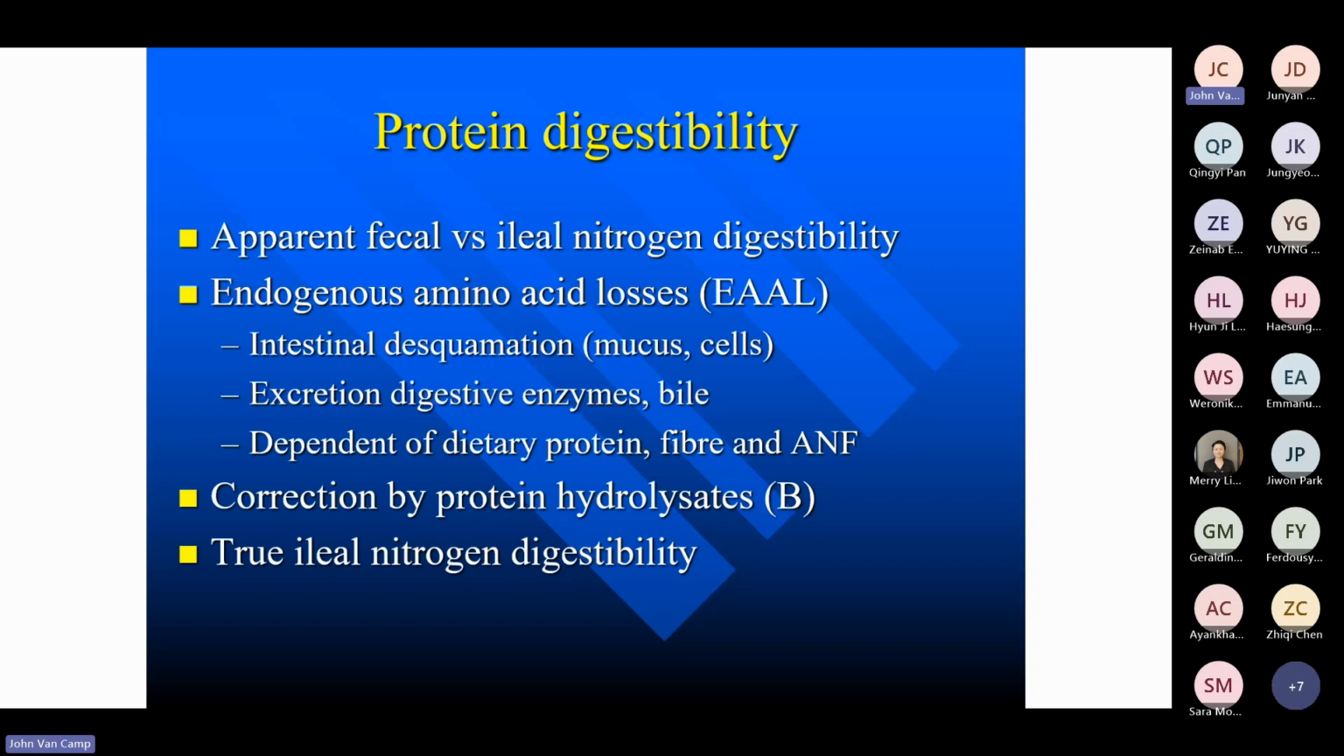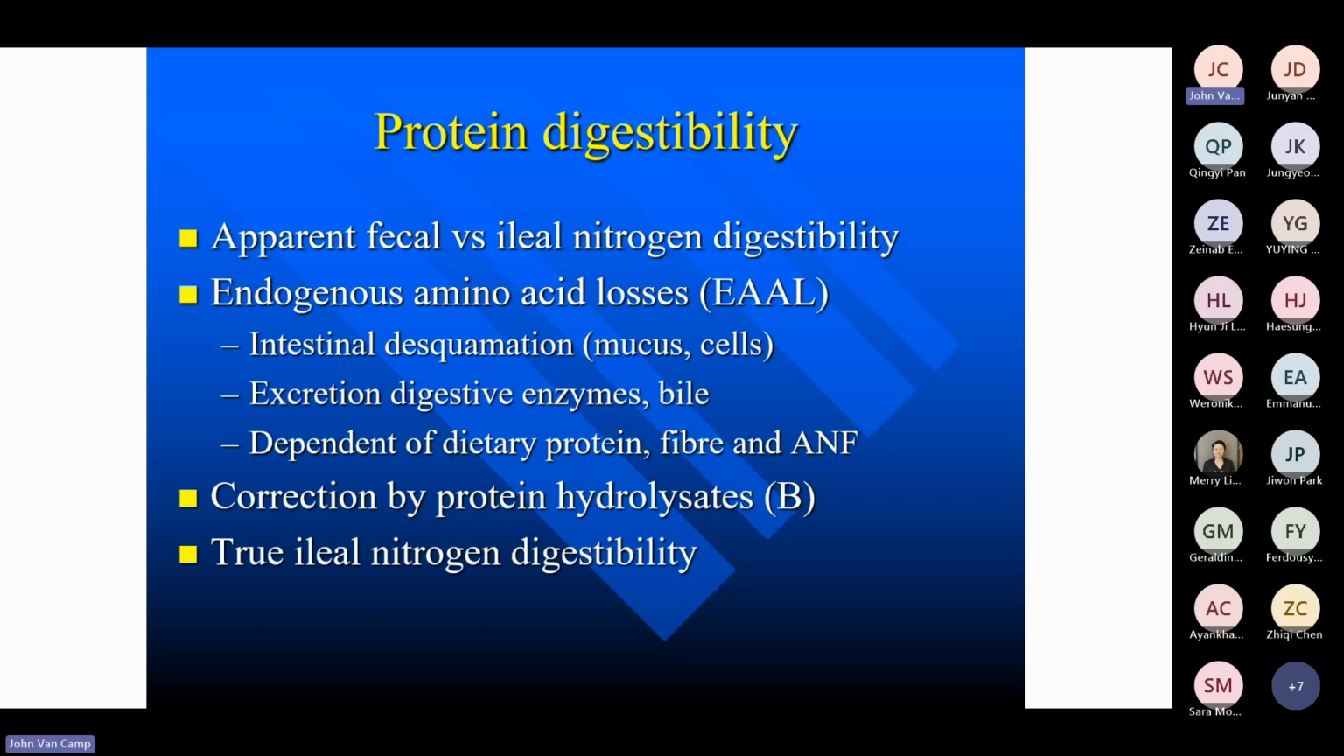If you measure the endogenous amino acid losses, and in the course notes you can check it, there are a couple of examples on how to measure this. This fraction is mainly related to what is removed from the intestinal wall, so desquamation, like mucus and cells which contain nitrogen. Also the enzymes that are released into the GI tract for normal digestion, and the bile acids, which also contain nitrogen. So this is released during digestion.